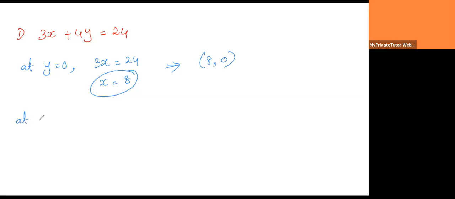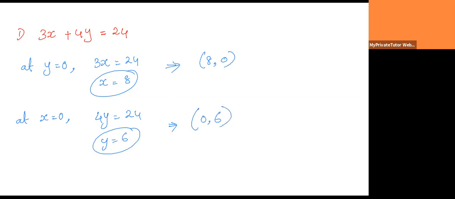Then find the y-intercept at x equals 0, which means 4y equals 24 and y equals 6. So what is the point, guys? 0 comma 6. So you got it quickly.